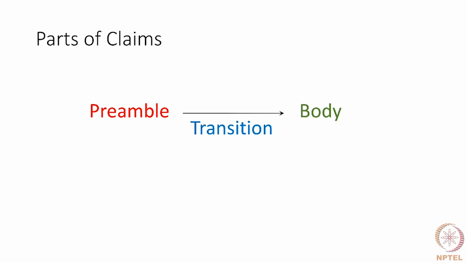Now let's look at the parts of a claim. Claims normally have a structure, and most of the claims are what we call combination claims. Combination claims are claims which combine things. So this is the structure of a normal claim. There is a preamble, an introductory statement. There is a transition. Transition is most likely a verb, and there is a body.